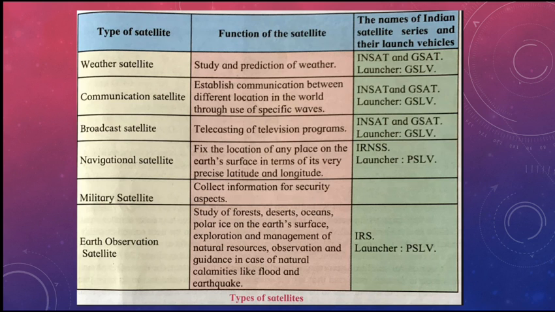Military satellites function to collect information for security aspects. And the last one is the Earth observation satellite. Study of forests, deserts, oceans, polar ice on the Earth's surface, exploration and management of natural resources, observation and guidance in case of natural calamities like flood and earthquake. All this is being done by the Earth observation satellite.